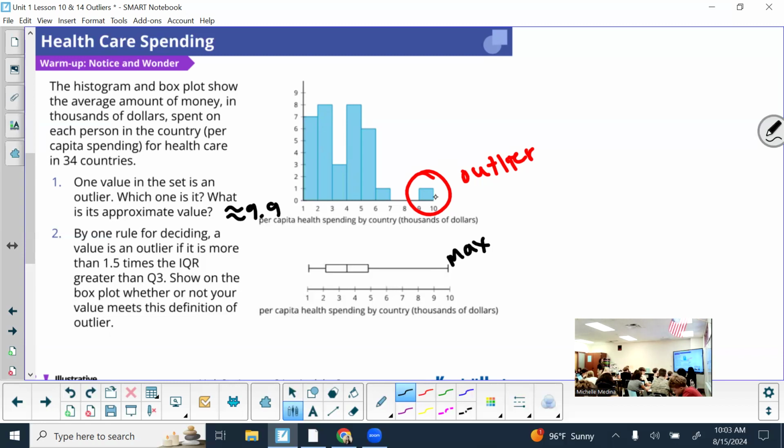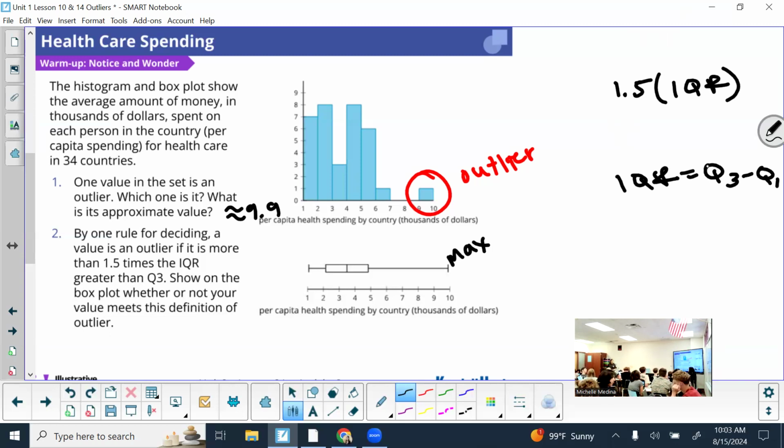All right. Now I'm gonna teach you that there is a rule for determining if something is truly an outlier or not. And that is if it is 1.5 times the IQR greater than or less than the IQR. How do you find IQR? Q3 minus Q1. It is so important that you know that. You need it for a lot of stuff. Make flashcards if you need to. But Q3 minus Q1 is IQR.